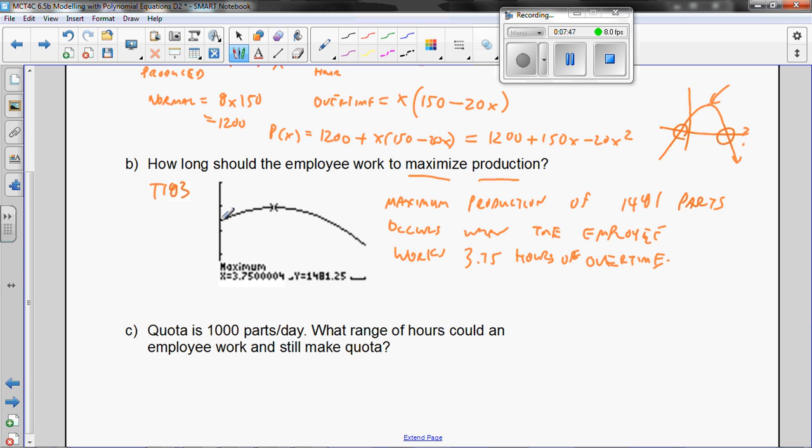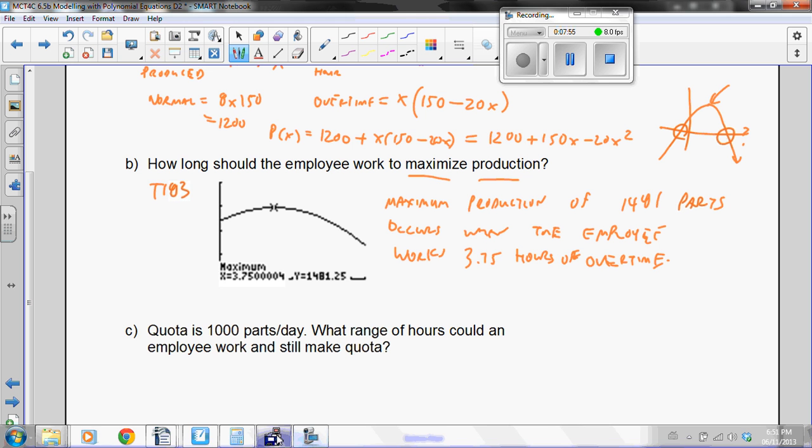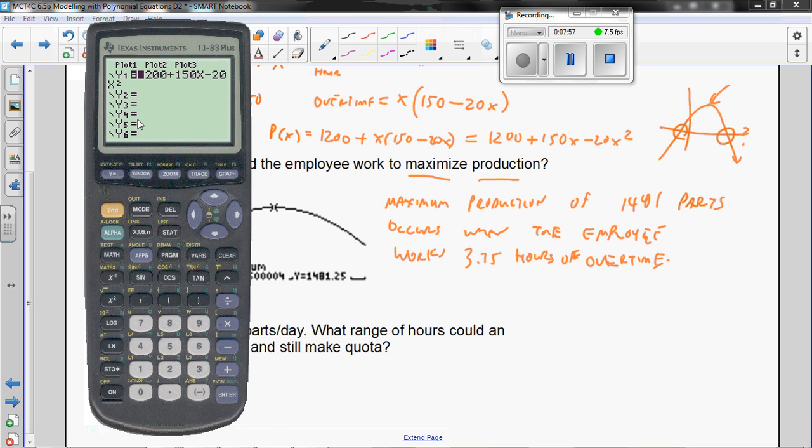So notice that was the 1,250. The 1,000 is along here somewhere, right? So where's 1,000 on this? Well, I can do this. I want to know when is the production equal to 1,000. And if I press graph, I see, but notice that I could have a shorter work day than the normal.